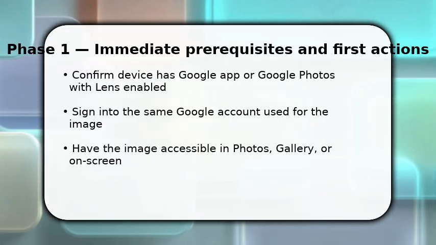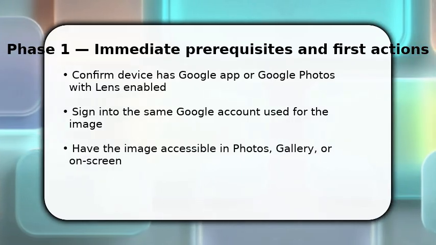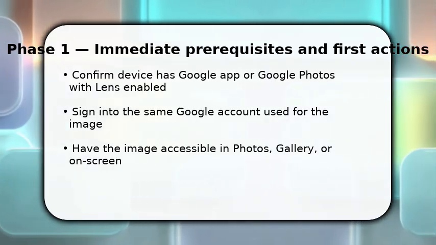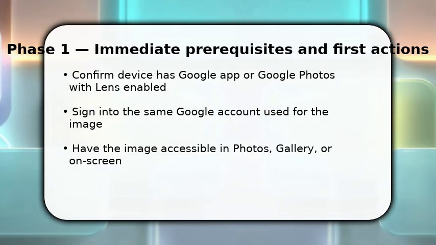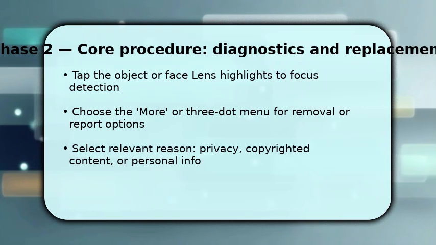Tap the lens icon to analyze. You do this immediately so Lens can identify faces, text, or objects. The faster you begin, the clearer the metadata and removal options will be. You now use Lens's detection. Tap the area it highlights to refine results.